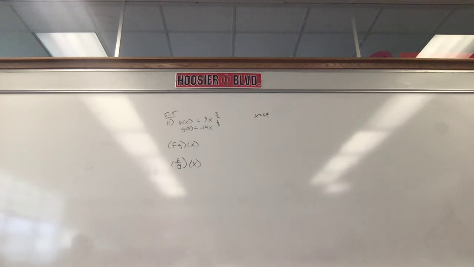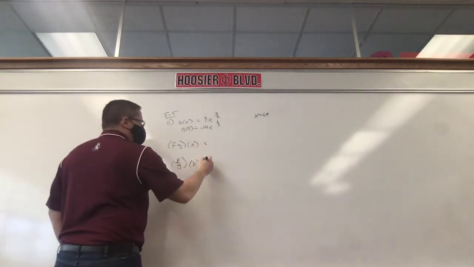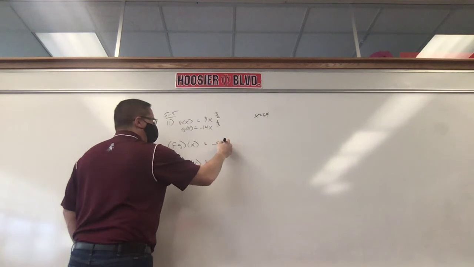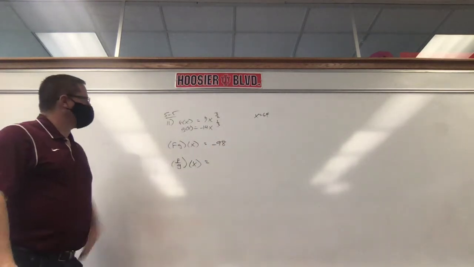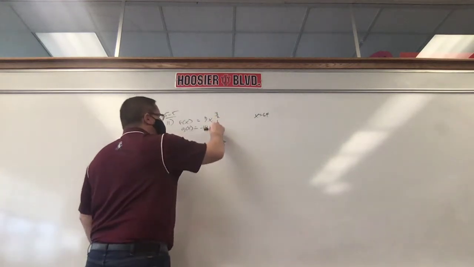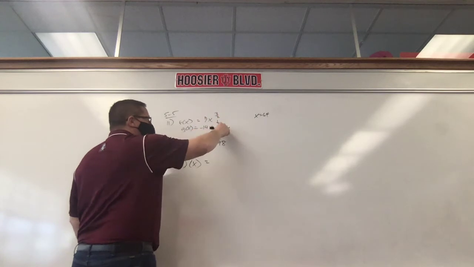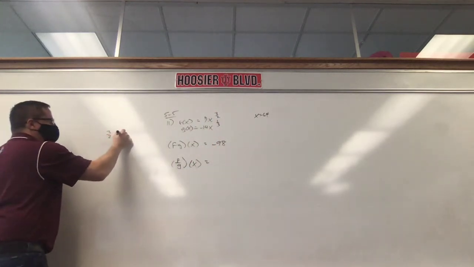Okay, so they ask us to multiply these, okay? So I'm gonna multiply this function and this function. So this one's gonna start out with negative 98, okay? And where did that negative 98 come from? Seven times negative 14. It's negative 98, okay? And then when we times, we add the exponents. So I gotta add 3/2 plus 1/3, okay?